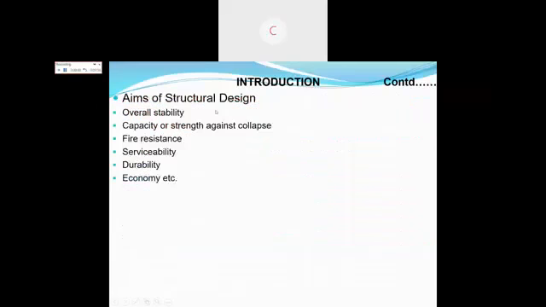If you do any design in civil engineering, the main aims of design are overall stability, capacity or strength against collapse, fire resistance, serviceability, durability, and economy. These are the factors we consider for the proper design of a steel structure, or any structure.